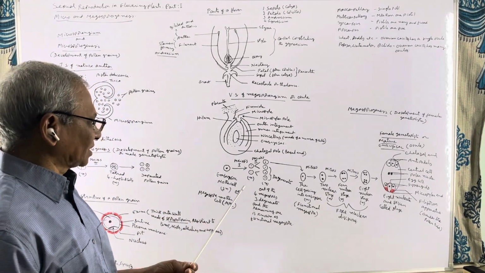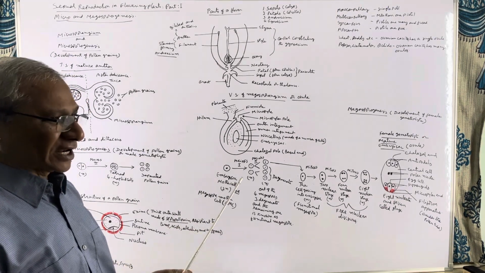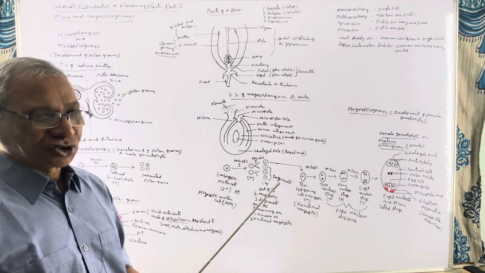So this is about microsporogenesis and megasporogenesis. In the next class, I will take up pollination in plants.